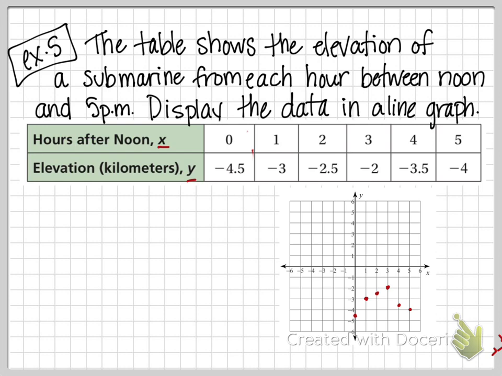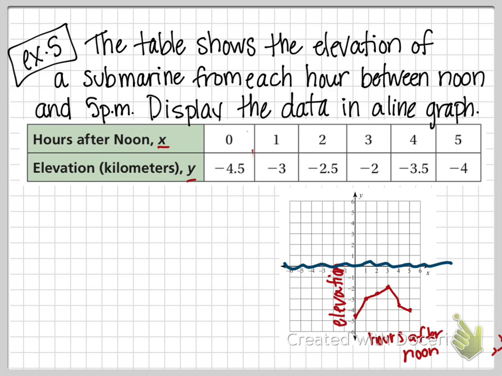Have a seat. Let's look at this graph. What's happening with these data points? This is saying that X is representing hours after noon. And Y is representing the elevation of the submarine. What does 0 represent? Yes, sea level. So this is the water. This is the submarine. What's the submarine doing?